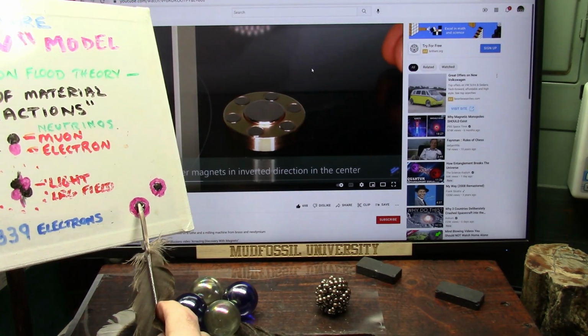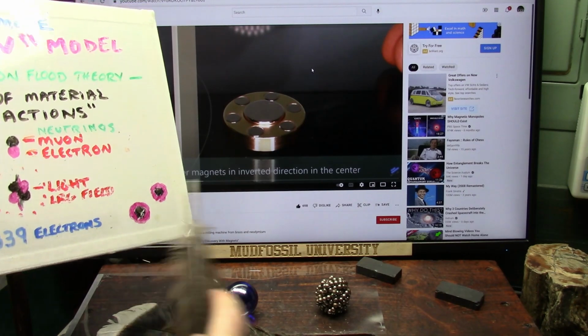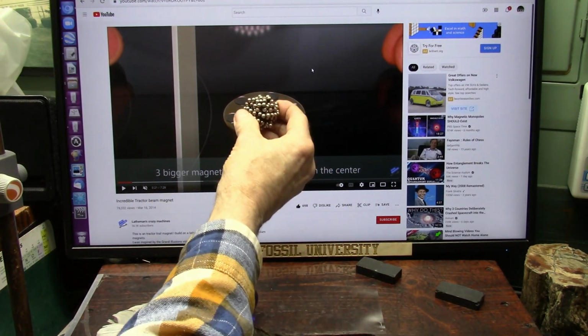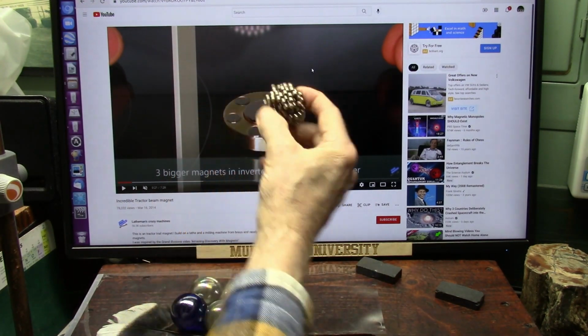Hold on. Right here. So basically what we have is this right here. The dark in the center, surrounded by the whites. Only it's a complete ball of them. Instead of just being a flat plate, it's a ball like this.